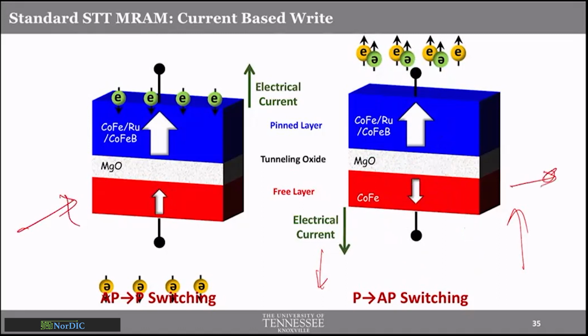The pin layer is a strong magnet. We cannot change that with electron flow or something. So I hope that makes sense. Let me know if you guys have any questions or anything.